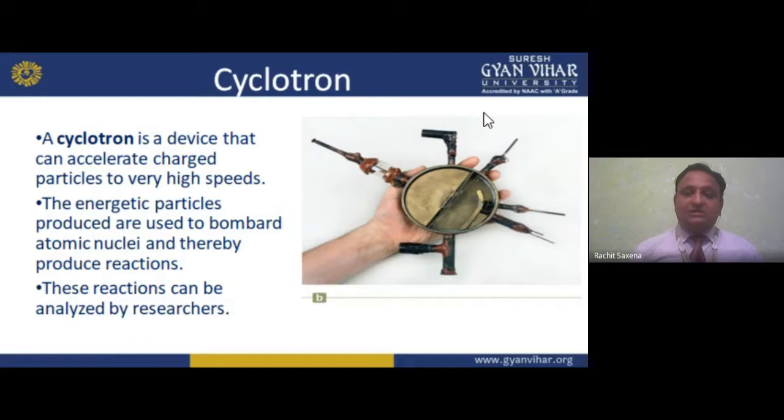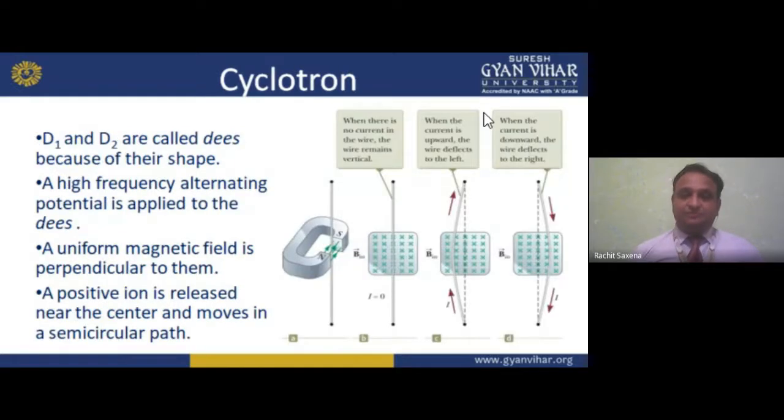Next, these reactions can be analyzed by researchers, and we can analyze so many things in this. That is the cyclotron. Here we bombard the atomic nuclei, and through this we produce energetic particles. I hope you understand. Now, what happens in the cyclotron?